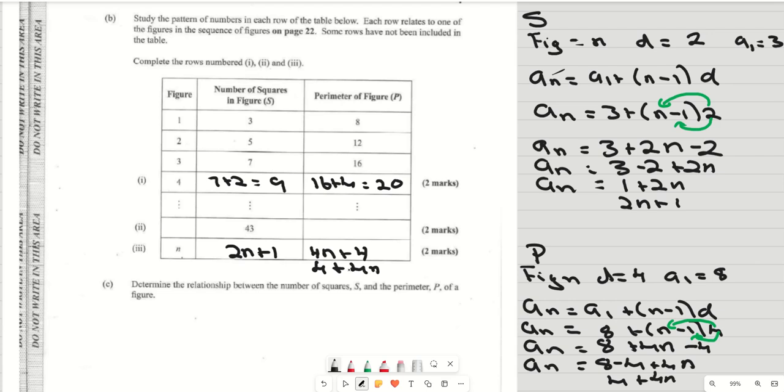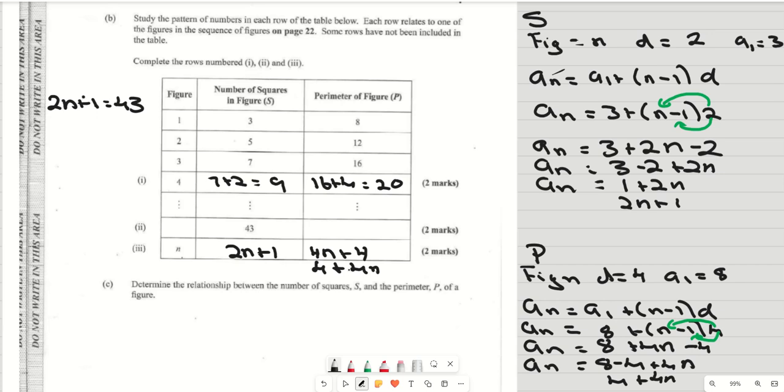Now that we got the formulas for n, you can solve for part 2. They're telling you that I want my figure number when your number of squares is equal to s. So the formula for number of squares is 2n plus 1, and we're saying that 2n plus 1 is equal to 43. You make n the subject.